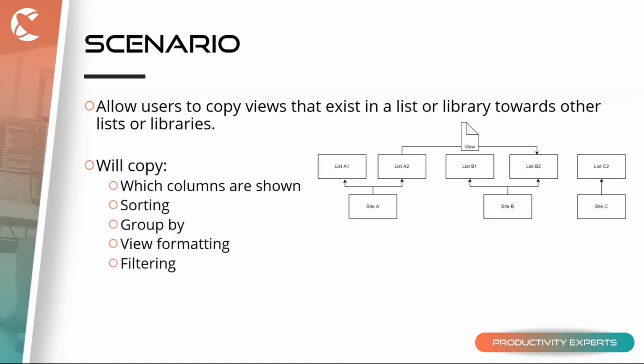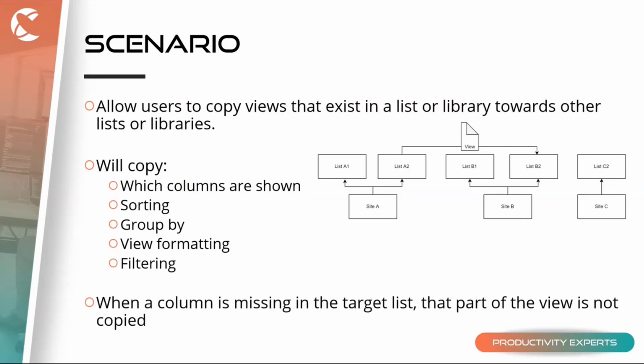So the question was what it will copy. Well, it will copy which columns are visible. It will copy sorting mechanisms, grouping by group by. It will copy view formatting. It will copy filtering, stuff like that. But when a column is missing in the target list, so for example, you've got a list with a lot of columns, and one of those columns is on your view, and you're copying the view, and if that column is not available on the target list, that part of the view must not be copied. So the view must, of course, render valid and not invalid because there's some column missing. So this is basically the scenario.